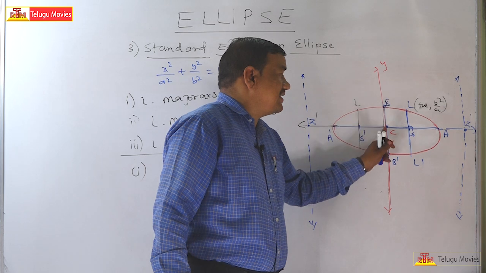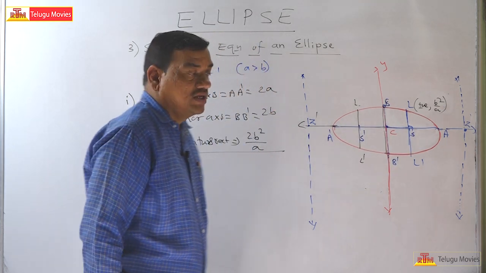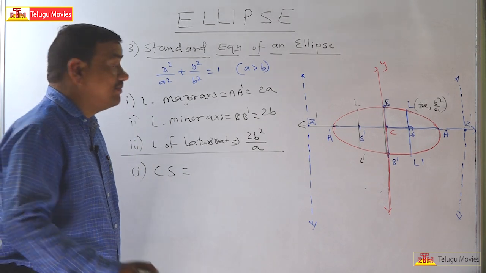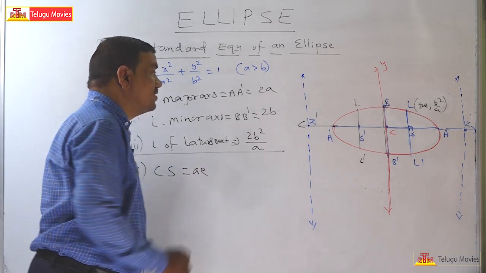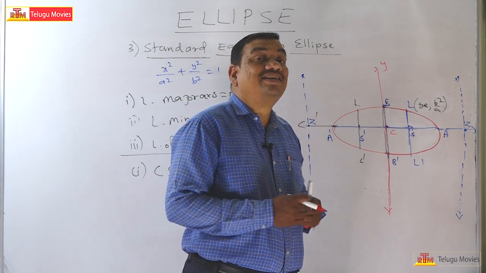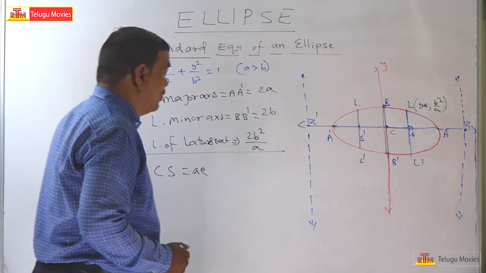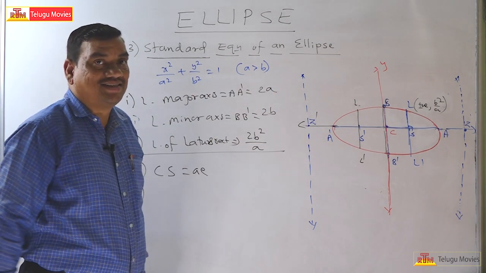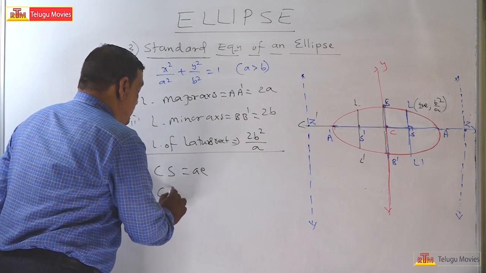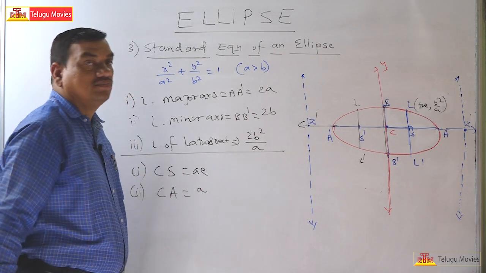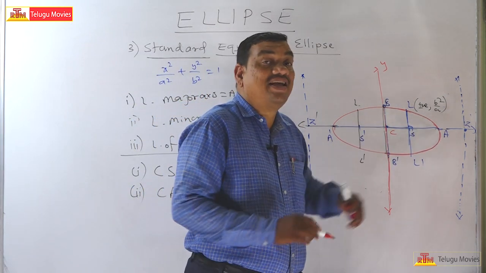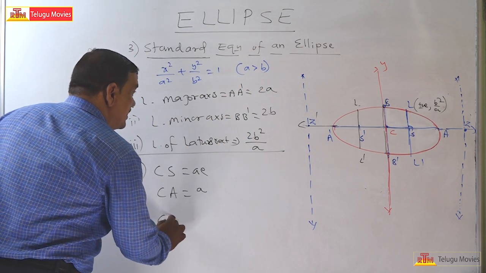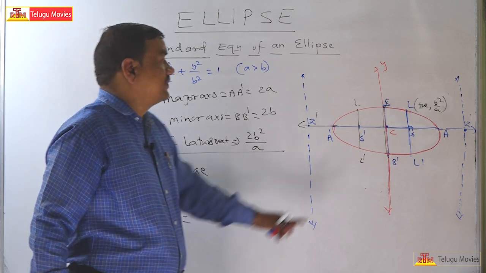First thing is center to the foci, CS. CS is nothing but AE. Why? Because what are the coordinates of S? AE comma 0. CS is equal to AE. Second one, center to the vertex, CA. CA is nothing but A. Why? Because what are the coordinates of A? A comma 0.